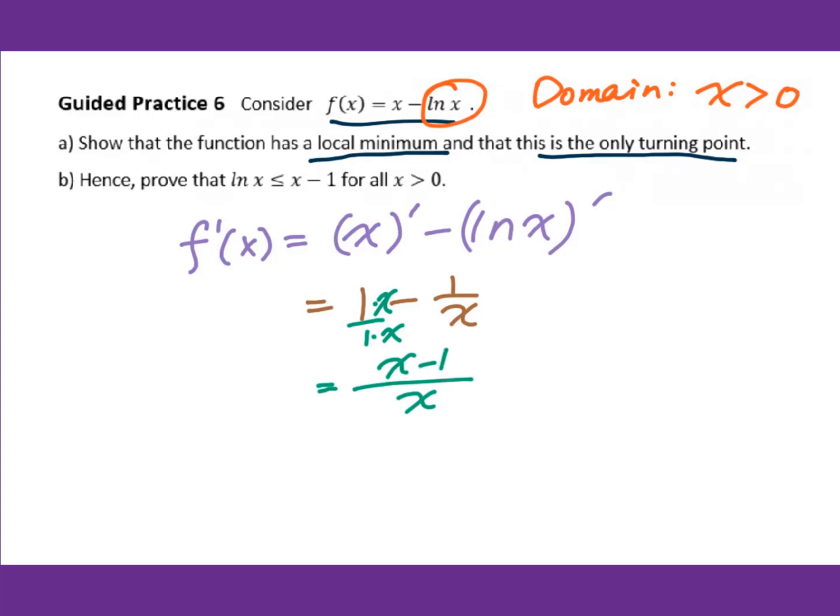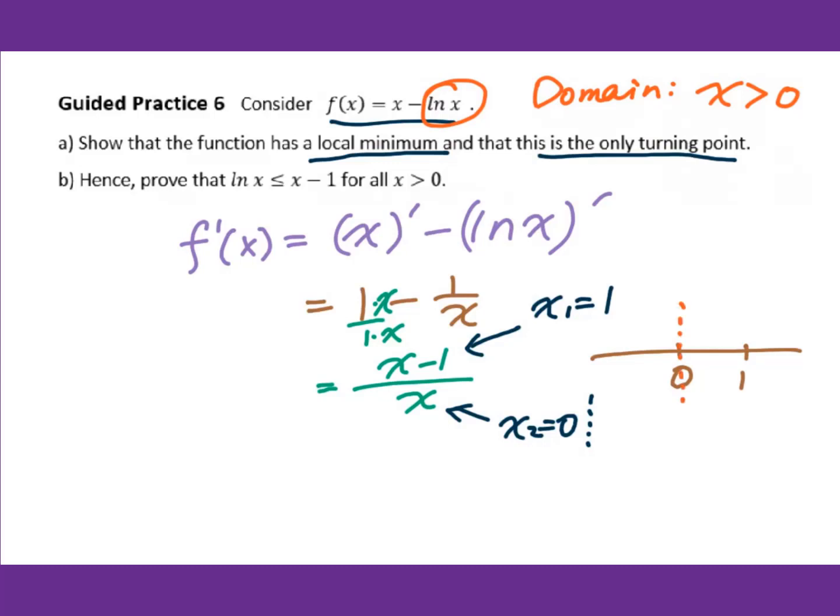Now let's draw the sign diagram. Before that, you have to get the roots. We make the top equal 0, x1 equals 1. Make the denominator equal 0, x2 equals 0. That's a vertical asymptote line. So you will get 0, here's 1. Remember 0 is a vertical asymptote line, but your domain is x greater than 0.